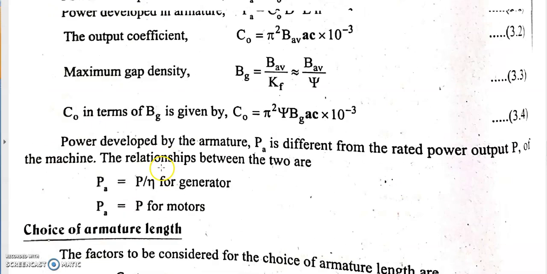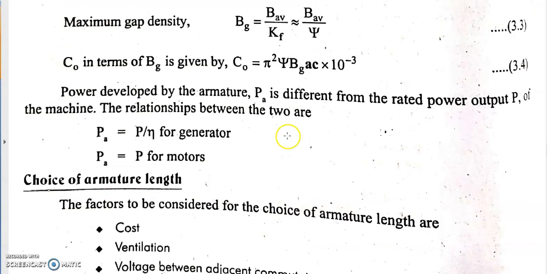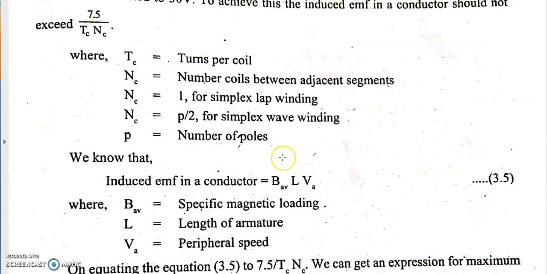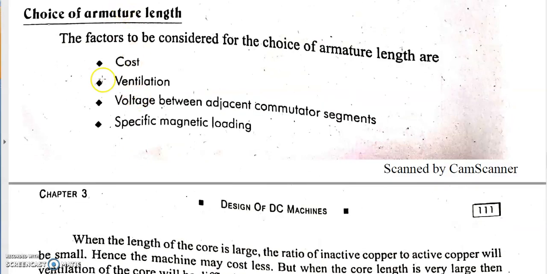Okay, and two more factors we are going to discuss now are the limiting values for this D and L, that is, what should be the maximum value of the length and the diameter of the armature, and finally we will be discussing two more factors: specific electric loading and specific magnetic loading. So first is the choice of armature length. After discussing the equation, I will tell these factors. It depends upon the cost, ventilation, voltage between adjacent commutator segments and specific magnetic loading.